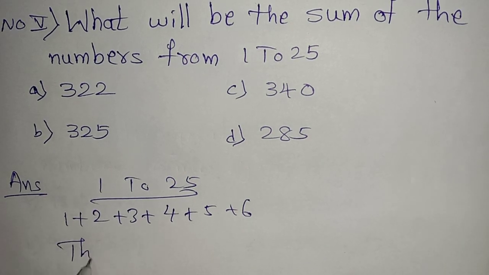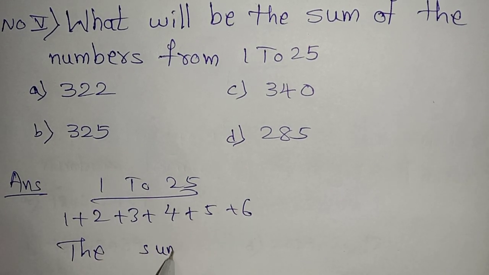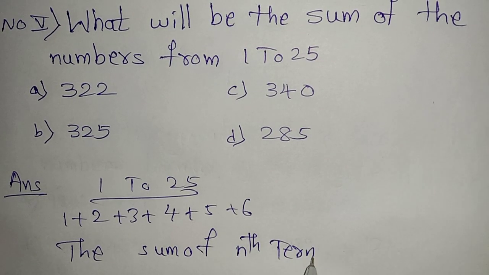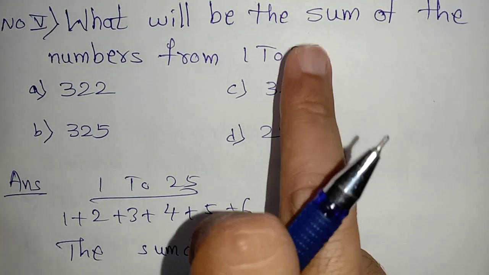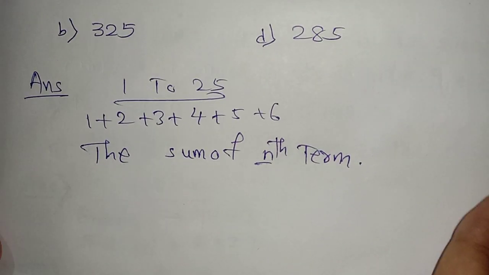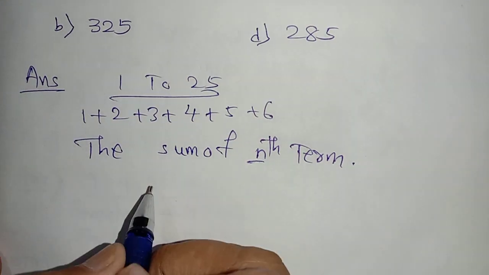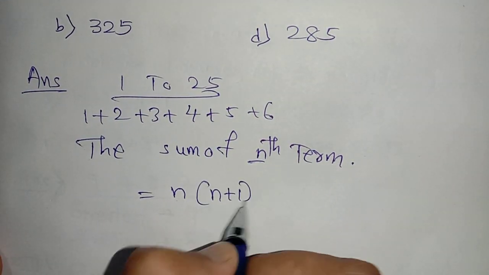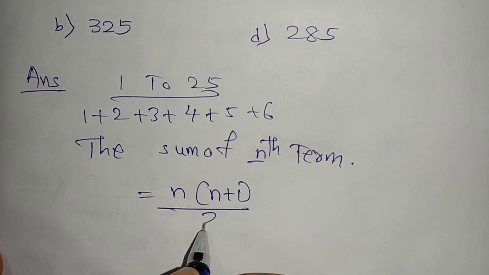Here the sum of nth term means n is a number. This you have to take, and one formula is there. That formula you have to remember. That formula is n into bracket n plus 1 whole divided by 2.